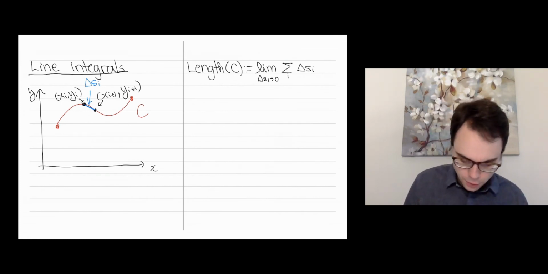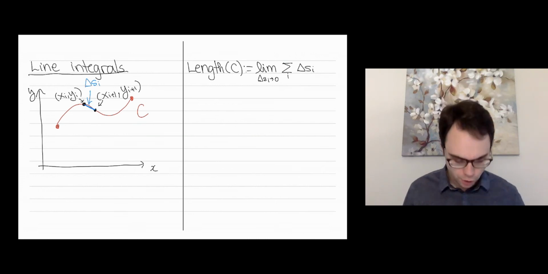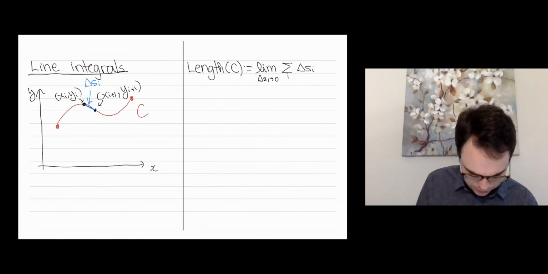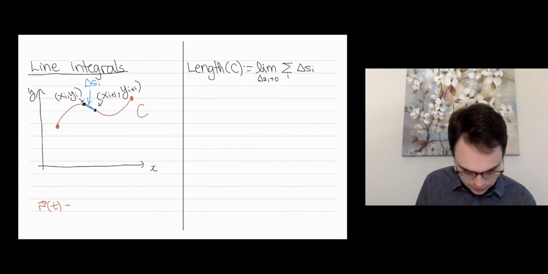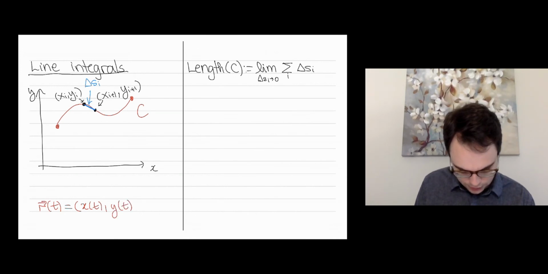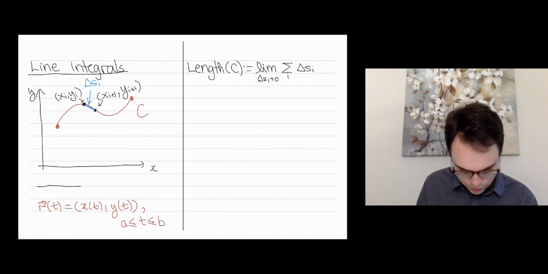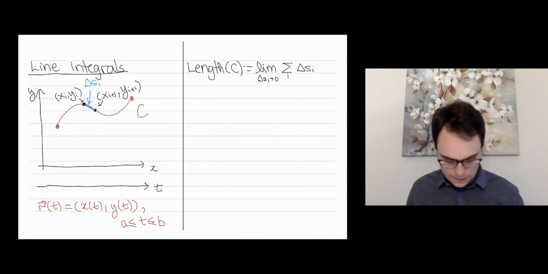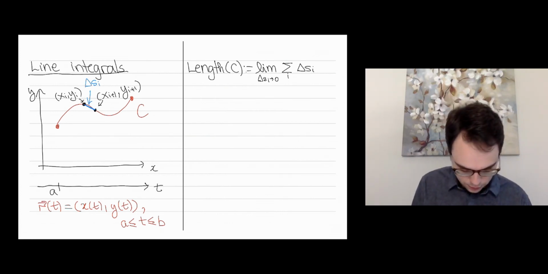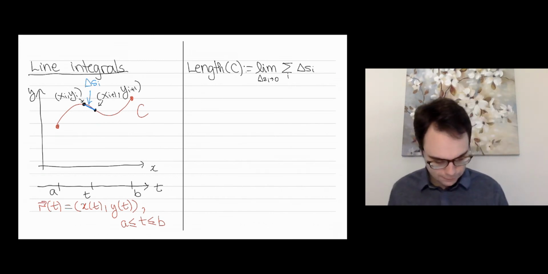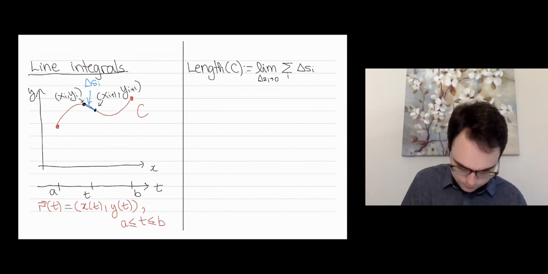Now, let me show you how we can compute this. If we have a parameterization of the curve, let me just write down a parameterization. So let's say I have a parameterization. R of t is x of t comma y of t. This r is a parameterization of the curve, and I'm saying that t is between a and b, between two numbers. So here's the t line, and here's a, here's the point in the middle, t, and here's b.